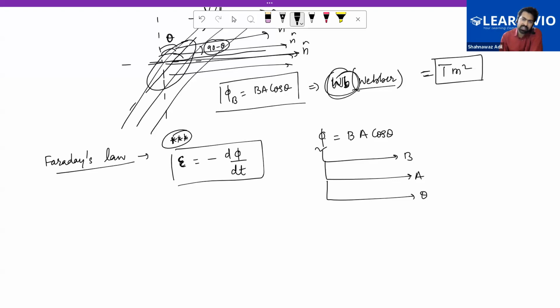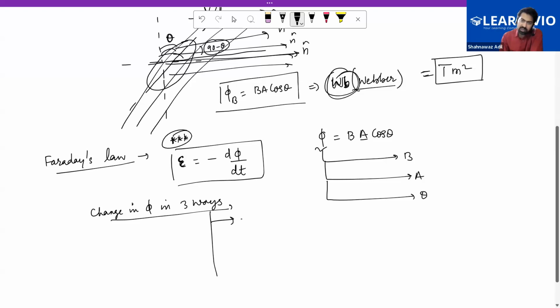So we can change the magnetic flux in three ways. One is that we can change B, keeping A and theta constant. So we can change B only, or we can change area, or we can change theta.